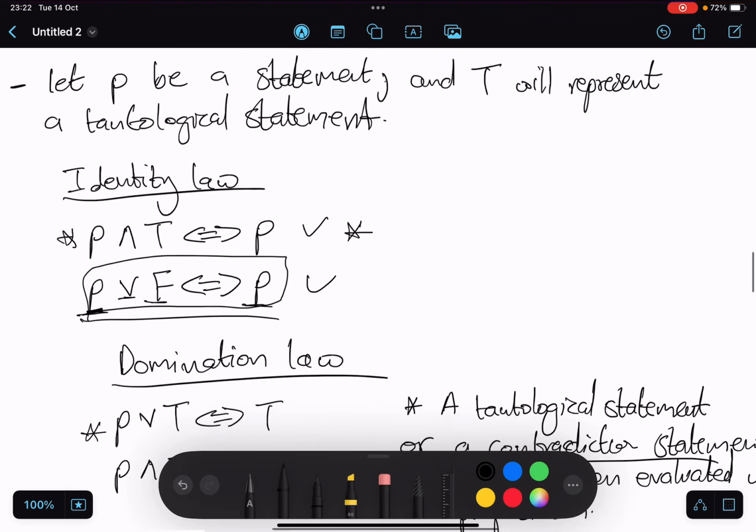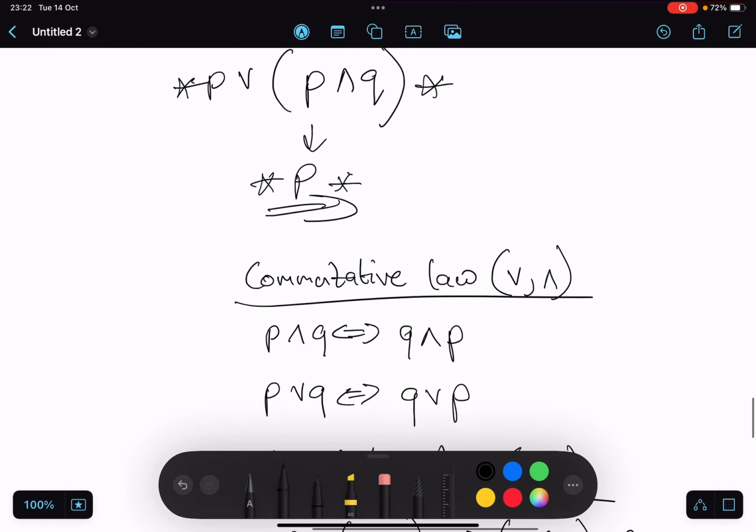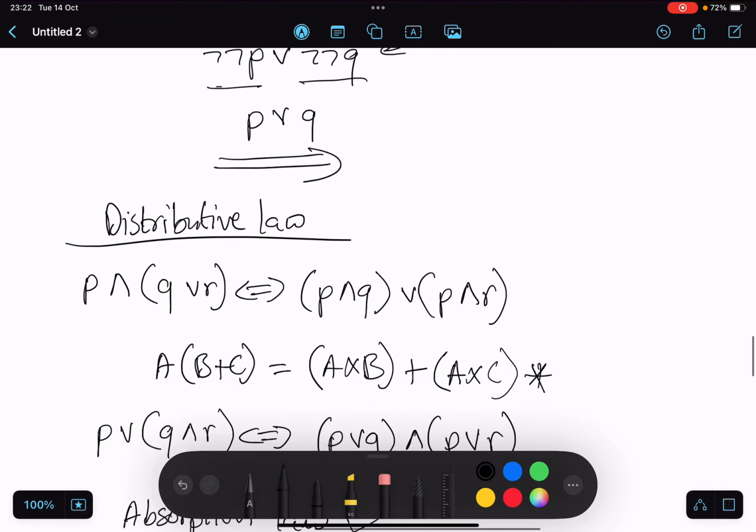These are the most important things that I wanted to cover in this video, and we are going to do a lot of questions based on these to see how we can apply them.